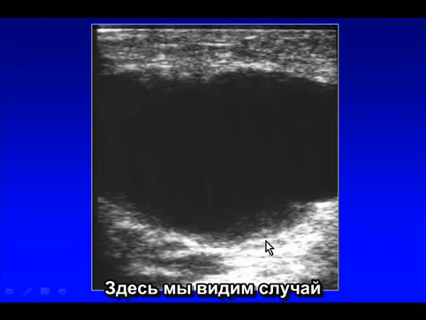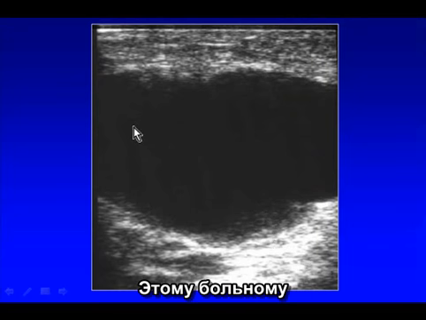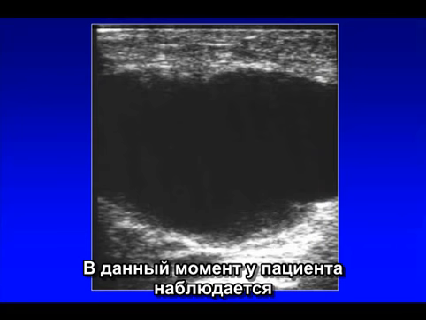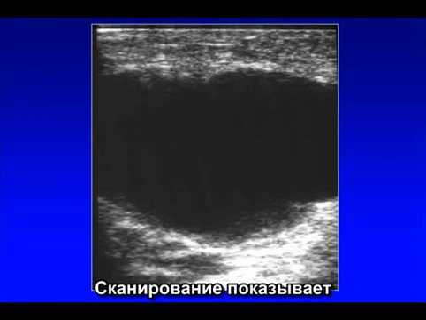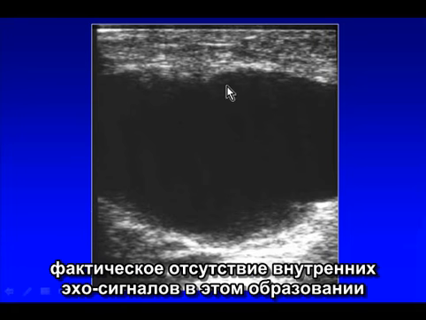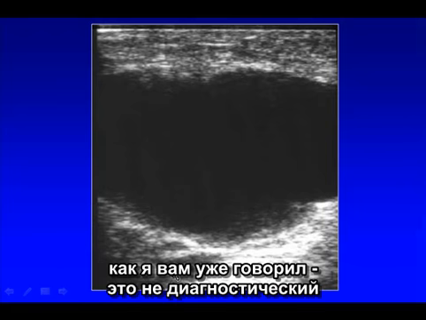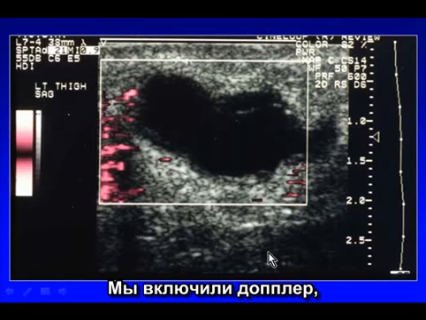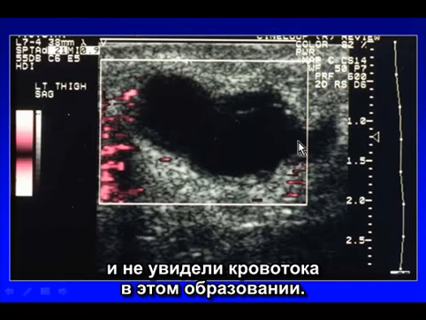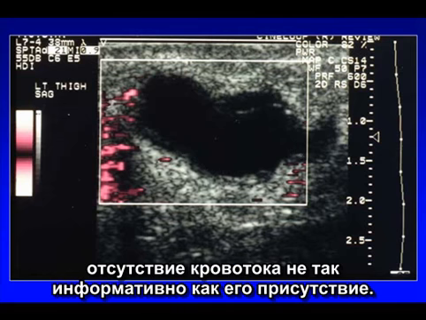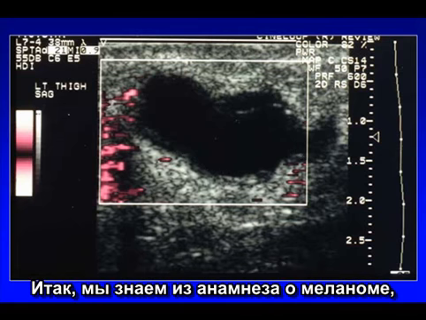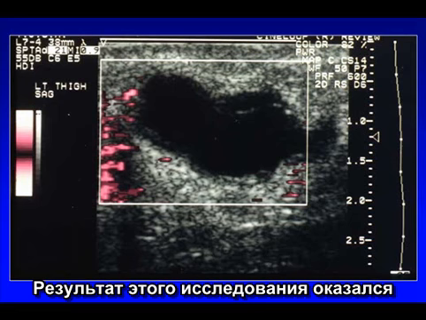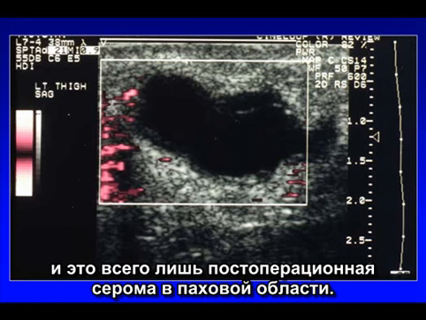Okay, now some cases. Here's an example of a fluid collection. This patient had a resection of inguinal lymph nodes for metastatic melanoma and presented with a recurrent mass in the inguinal region. Scanning shows virtually no echoes within this lesion. There is through transmission, but as I told you before, that is not a useful sign, which I'll explain to you in a moment. We did put on the Doppler, and it did not show flow within it, but again, absence of flow is not as helpful as presence of flow within the mass. So we felt with the history of melanoma, we were obligated to at least stick a needle in this and send it for cytology. And we were able to drain this out completely. Cytology was negative, and this was a postoperative seroma in the inguinal region.